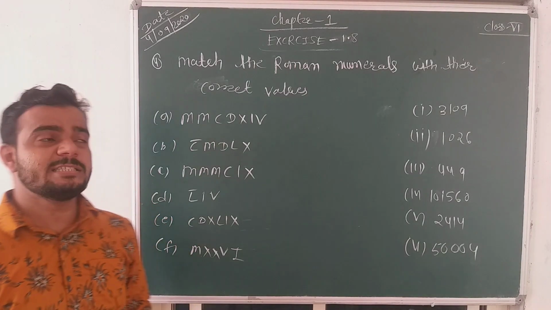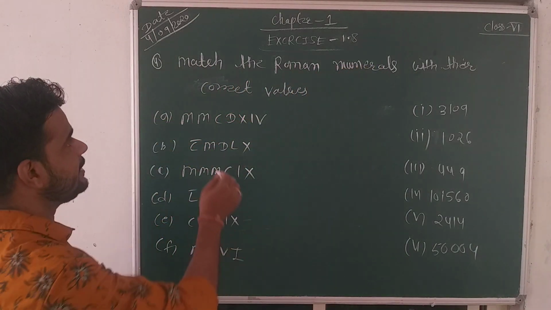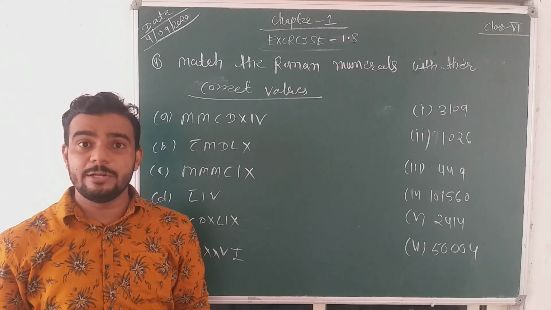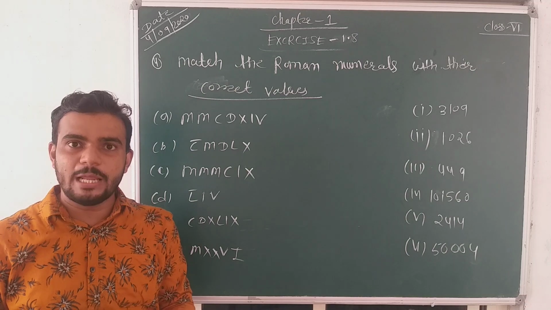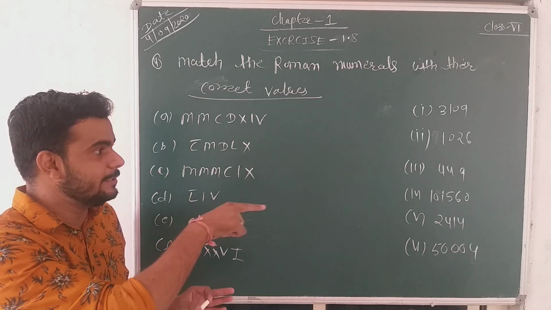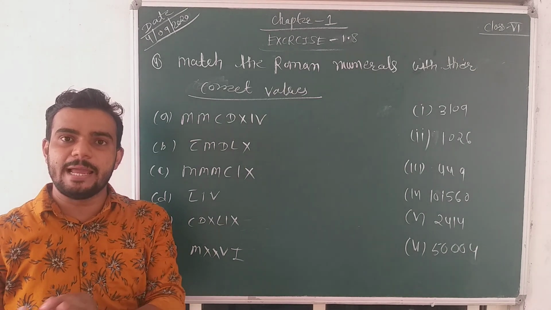Okay students, next, the fourth question: match the Roman numerals with their correct value. Roman numerals को उनकी correct value के साथ match करना है. So this is the match the following. Don't see the answer on the back side and directly match. Okay, don't do like this. You have to solve all of these. Afterwards, whatever you get, match it like this. Don't see the answer on the back side and directly match.